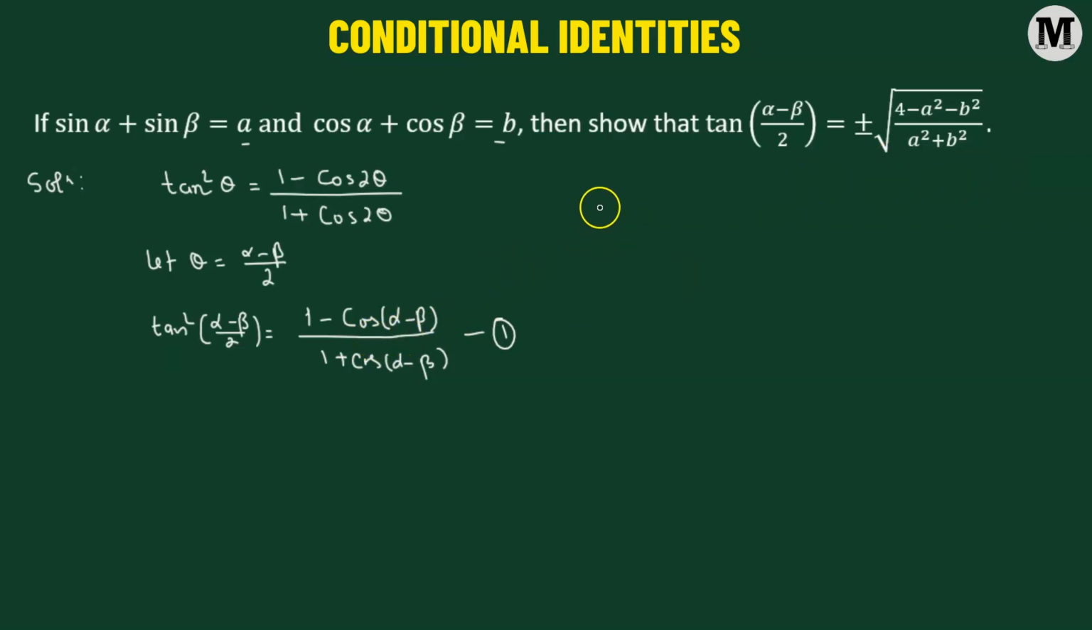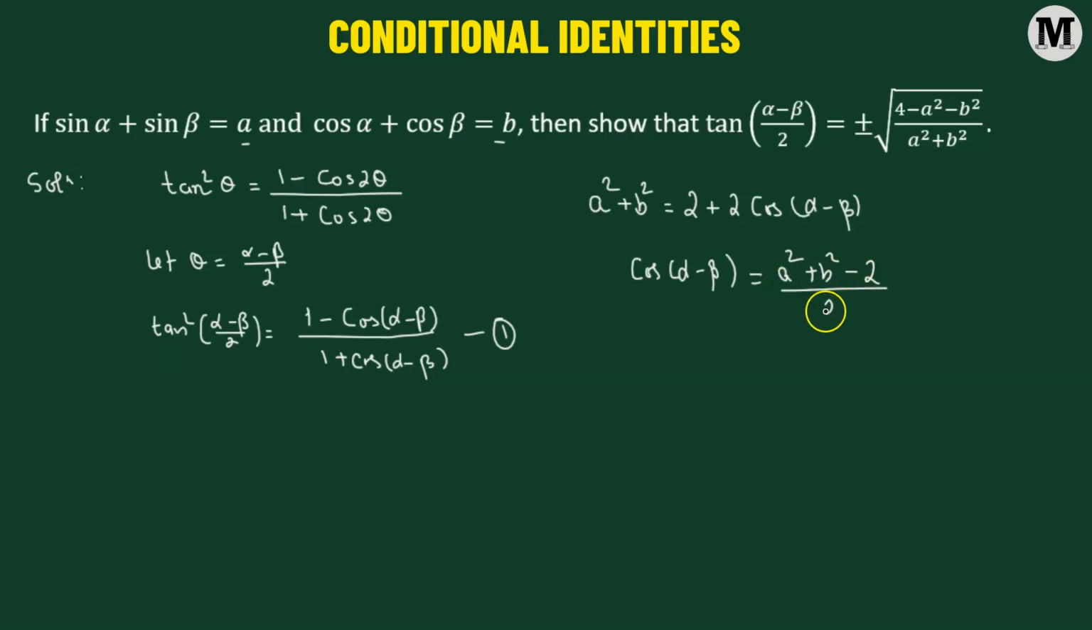To do that, all we have to do is take the value of a, square it, and add it to b squared. I'll leave the algebra for you to try out. This is going to give us 2 plus 2 times cosine of (alpha minus beta). Now, when we isolate cosine of (alpha minus beta), that gives us (a squared plus b squared minus 2) whole divided by 2. So we're going to use this formula and replace cosine of (alpha minus beta) in 1.